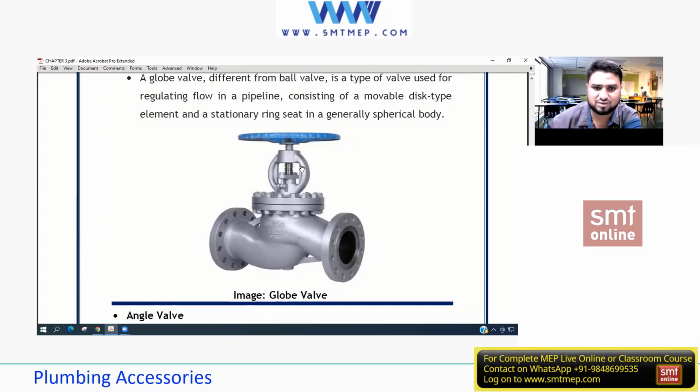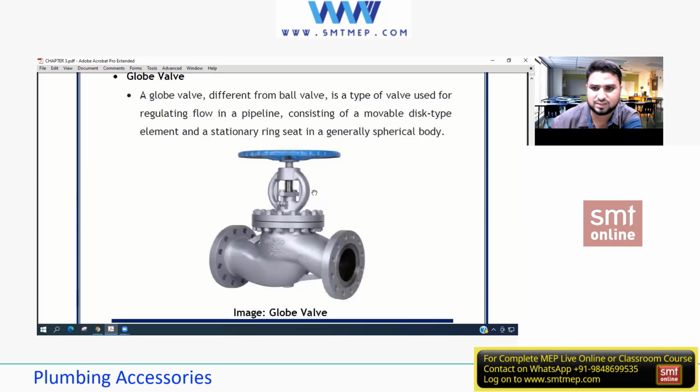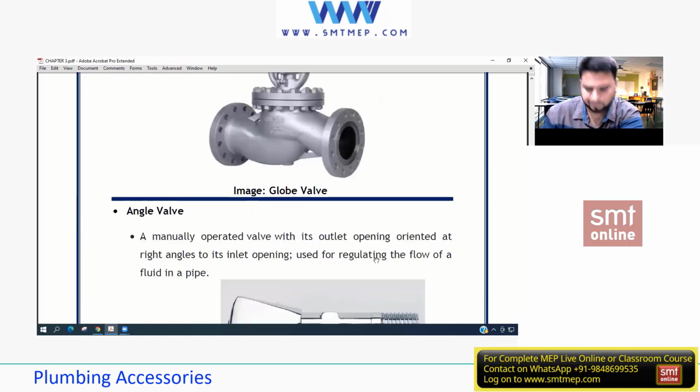So a globe valve is different from a ball valve. It is a type of valve used for regulating flow in the pipeline, consisting of a movable disc type element in a stationary ring and seated in a generally spherical body. Do you use this in plumbing or HVAC mostly? HVAC, sir. In firefighting, I can see it, but mostly in HVAC, yes, for the higher flows.